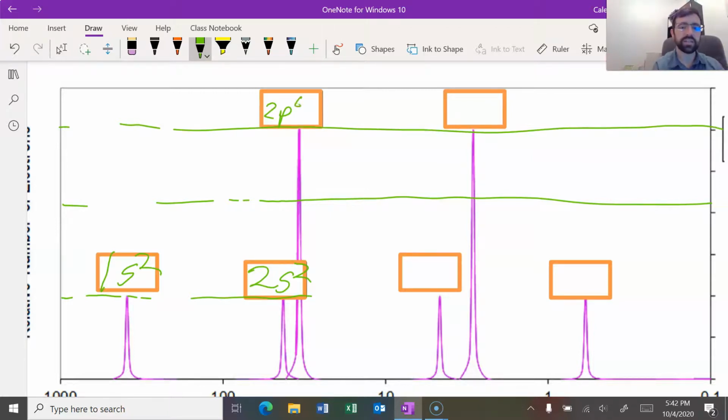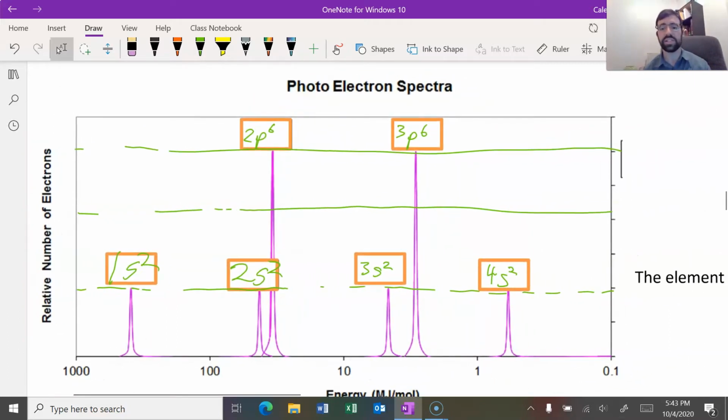So 2p6. The next one would be 3s, and it's the same height, 3s2, and that makes sense. Then we would go next to 3p6. After 3p, we get to 4s. So down here we have 4s, and the last one's where you really want to check your number of electrons. It looks like it's the same height as all of the other s peaks, so that's going to be 4s2. And if you find that element, that would be calcium, or Ca.